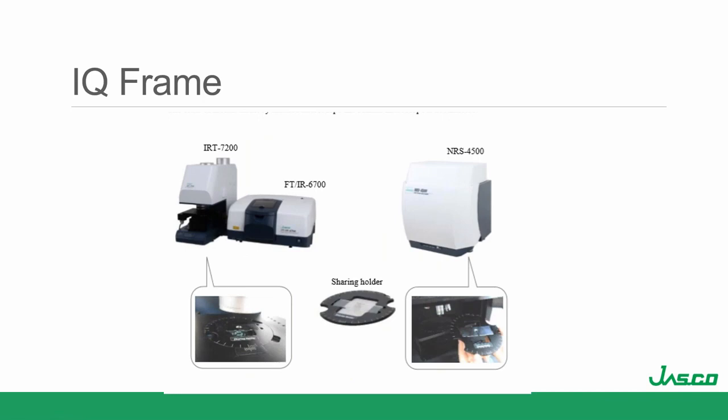Another feature that we have is what's called a sharing holder, or the IQ frame. How that works is that if you've got a sample that you either A, want to keep going back to, or B, want to switch from IR to Raman, you put your slide onto the stage, and there are these little tick marks that will give you position. If you know the position of this, the computer saves the position in the software, and it will go back to that position every time.